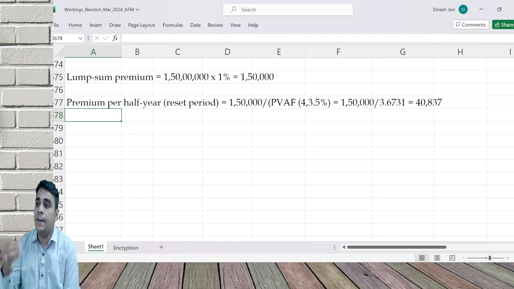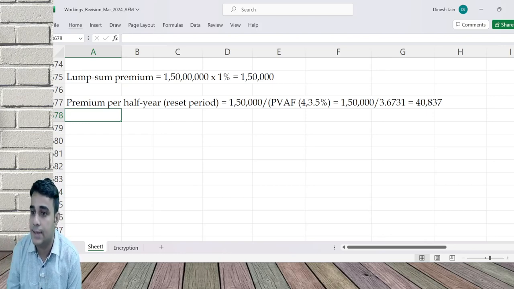Assume you say I pay immediately, no problem. Time value of money, amortization is 40,837 per reset period. You cannot divide by 4. If you divide by 4, you're ignoring the time value of money.